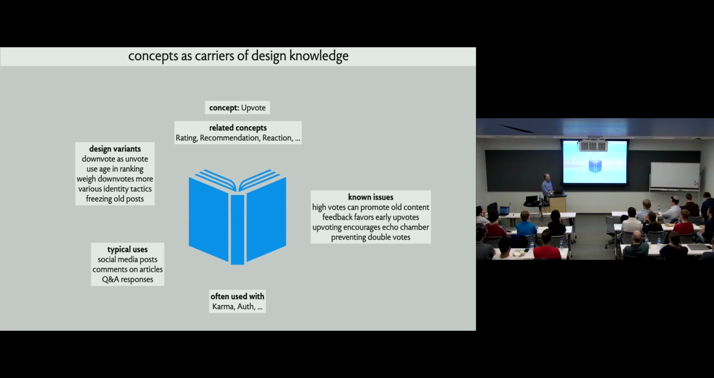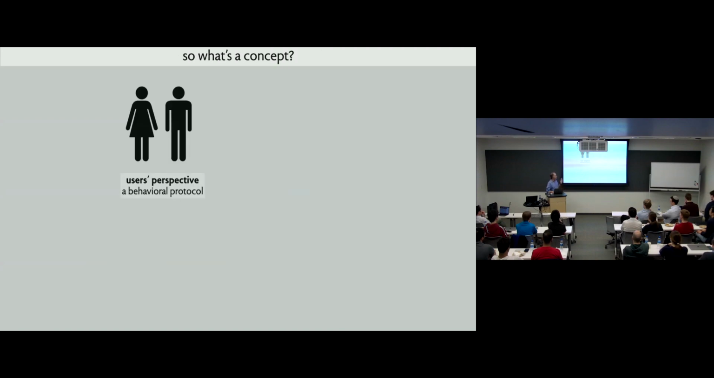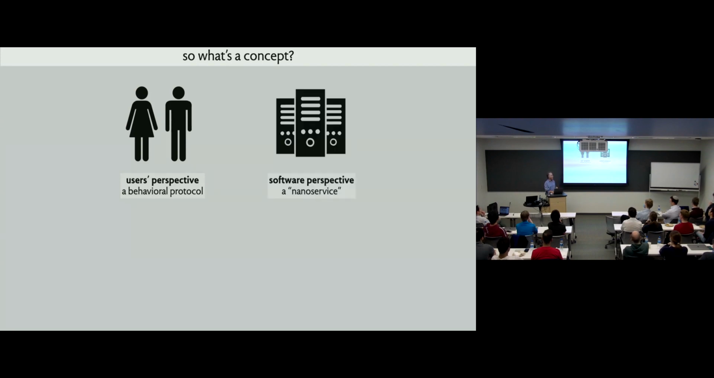And what I imagine is that you could, in this catalog, have an enumeration of all the knowledge that we've gained about a concept and the design variants that address those particular concerns. So in short, a concept is really two different things. From the user's perspective, it's a behavioral protocol, right? It's this simple message. If you like something and you upvote it, then if enough people do that, it will move it up in the rankings. But from a software perspective, it's what I call a nano service. It's just a little service with an API. But it's a smaller service than the services we're used to.